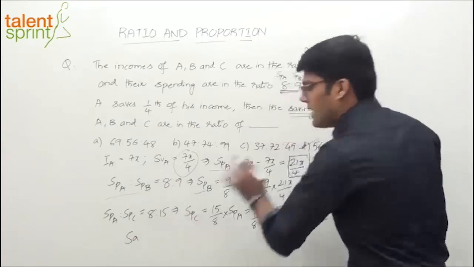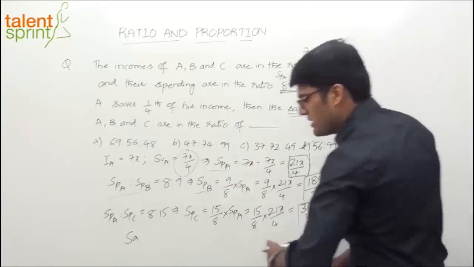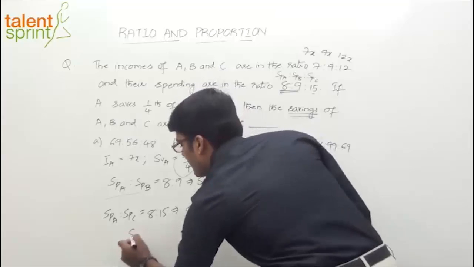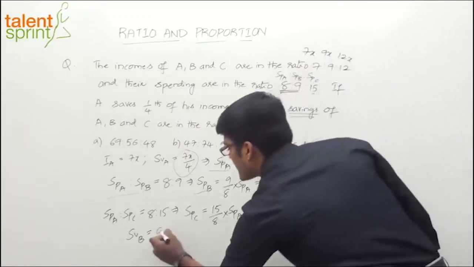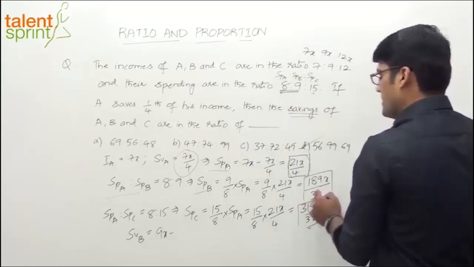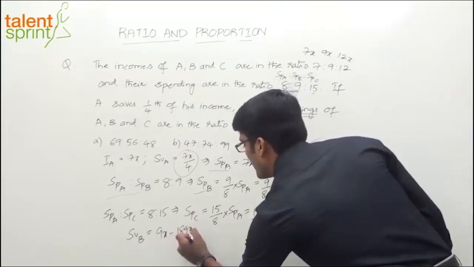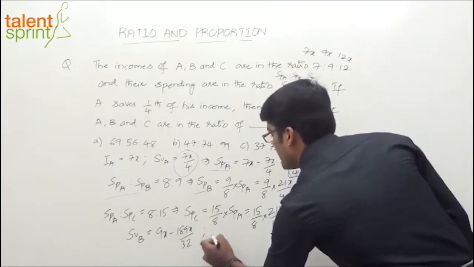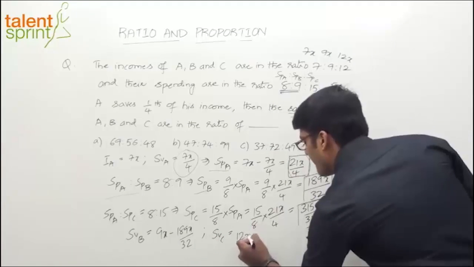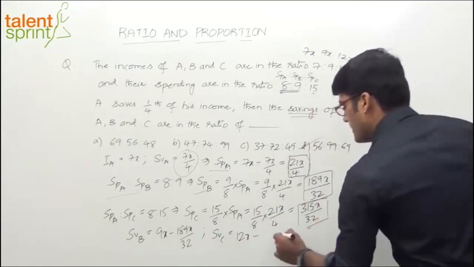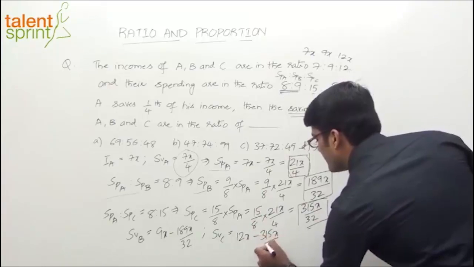I'm showing you the regular procedure. Don't worry, we don't have to do all this in the exam. Savings of B. What will be savings of B? Income of B, 9x, minus spending of B, 189x by 32. And likewise savings of C. How much is savings of C? Income of C, 12x, minus spending of C, 315x by 32.